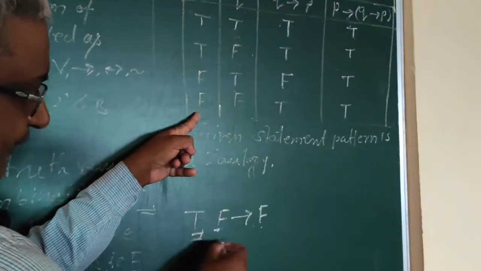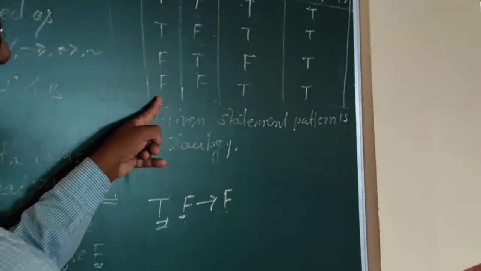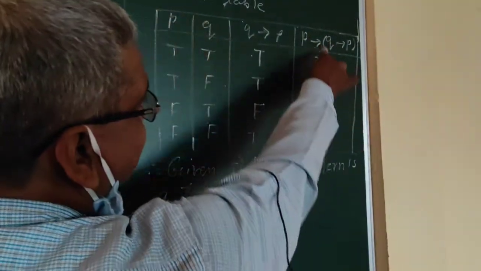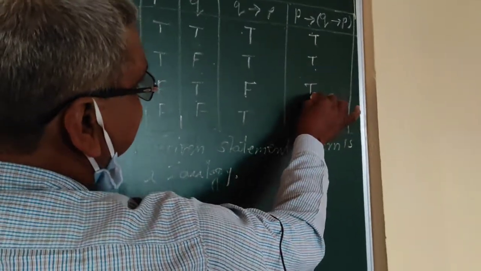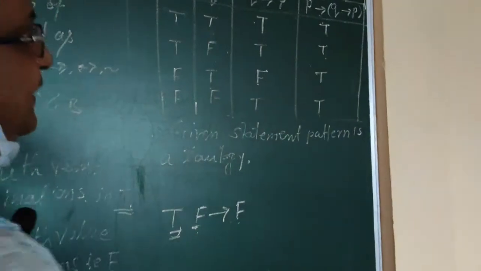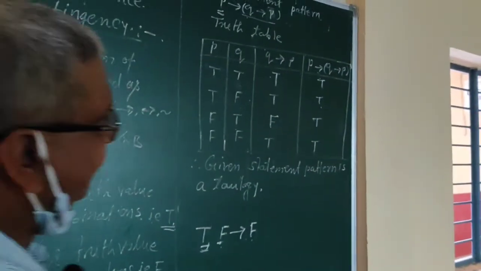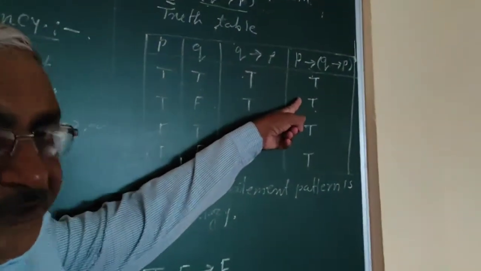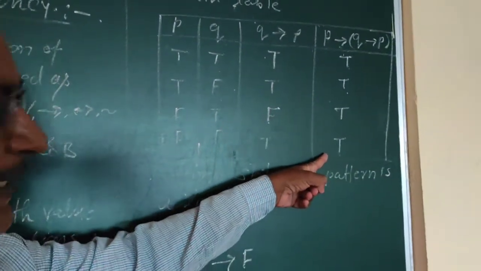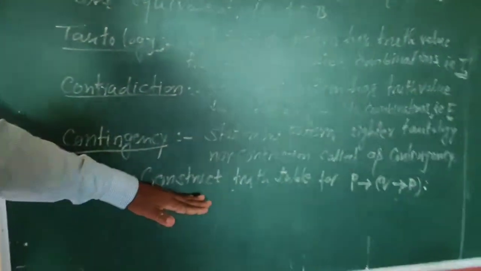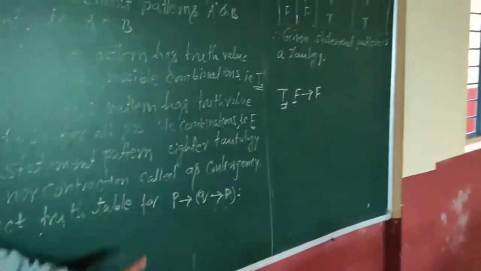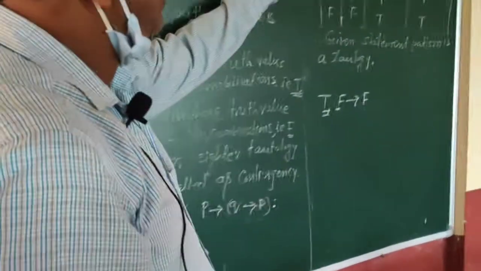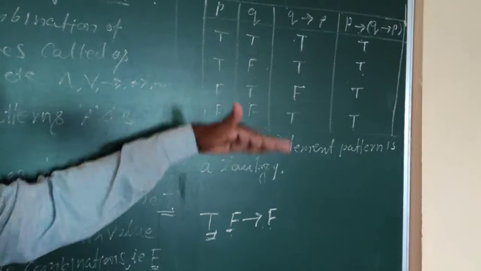But here as per the rule no TF values exist, and therefore blindly you can write in the last column: first combination is true, second combination is true, third is true and fourth is true. So in this way this statement pattern has all the truth values T, T, T, T. And now we come to the question here. The question is only to construct the truth table for this statement pattern.